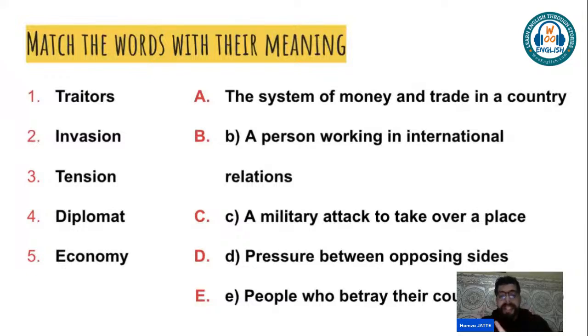And on the other side, we have the system of money and trade in a country, a person working for international relations, a military attack to take over a place, pressure between opposite sides, and people who betray their country or group. What I need you to do is to match the words in 1, 2, 3, 4 until 5 with the definitions in A, B until E. Can you do that for me?